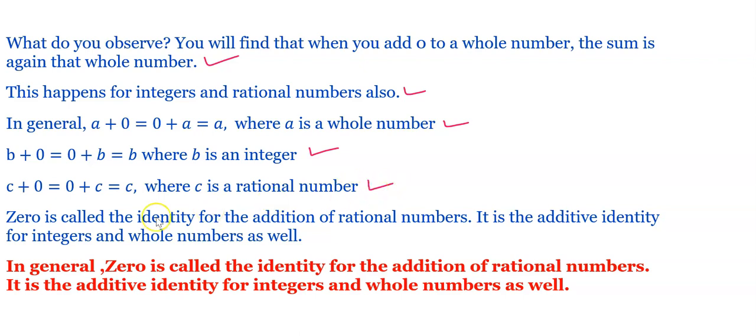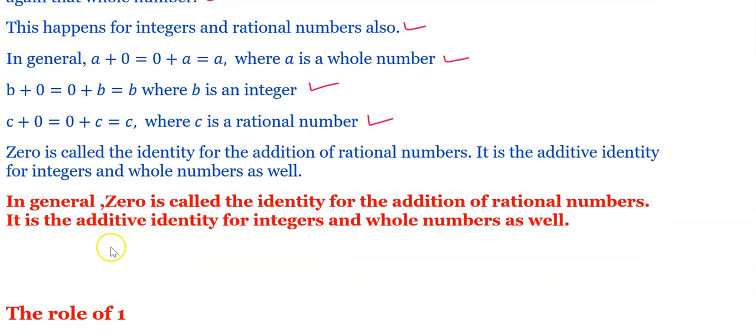Therefore, 0 is called the identity for addition of rational numbers. It is the additive identity for integers and whole numbers as well. In general, 0 is called the identity for the addition of rational numbers. It is an additive identity for integers and whole numbers as well.